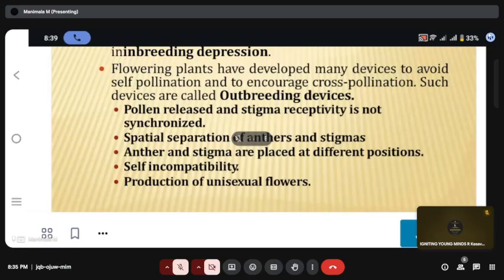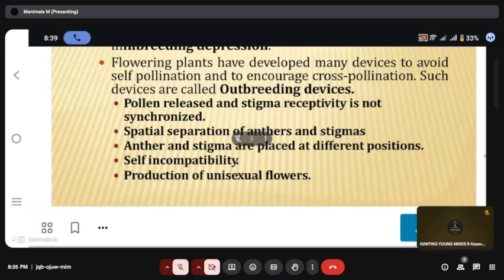And in some conditions, spatial separation of anther and stigma. What is the spatial separation of anther and stigma? In some species the anther and stigma are placed at different positions, so that the pollen cannot come in contact with the stigma of the same flower.